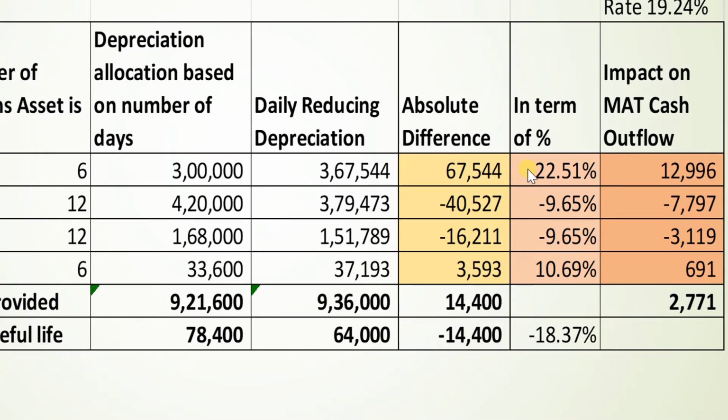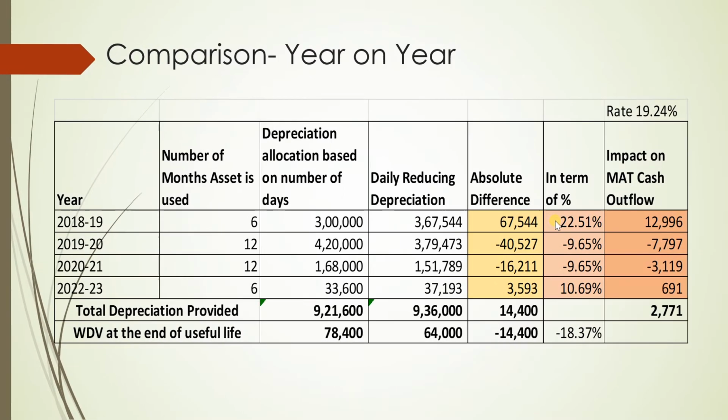And if that company is paying minimum alternate tax, which is based on your book profit, it is going to impact MAT as well. So in the daily reducing method, your depreciation is going to come a little bit on the higher side. So you are saving MAT tax if you are using this daily reducing WDV method.